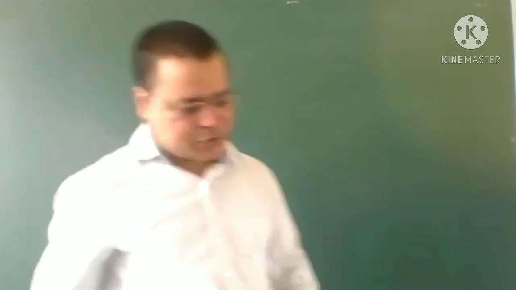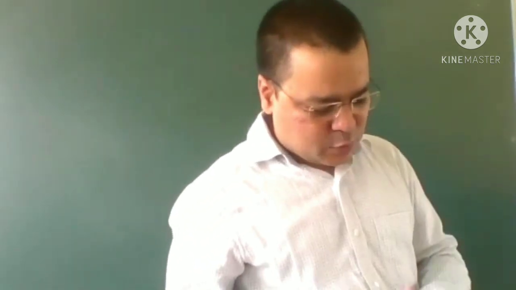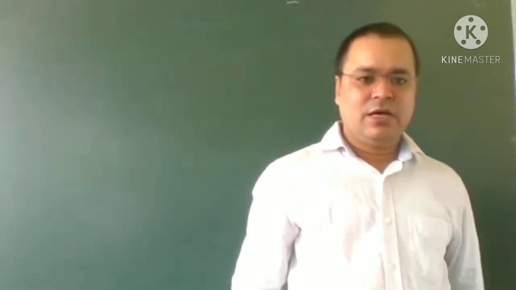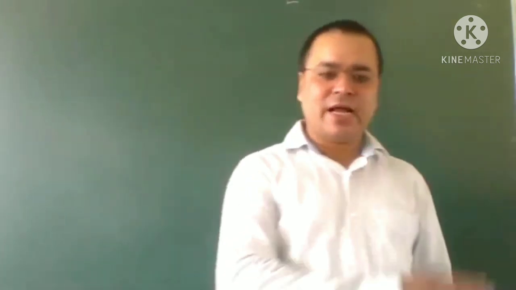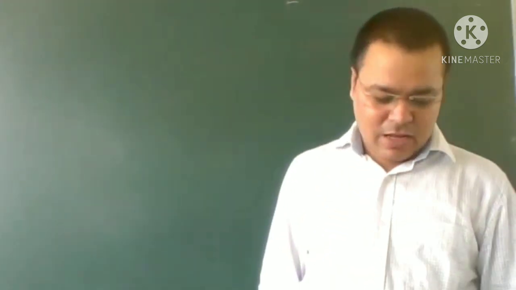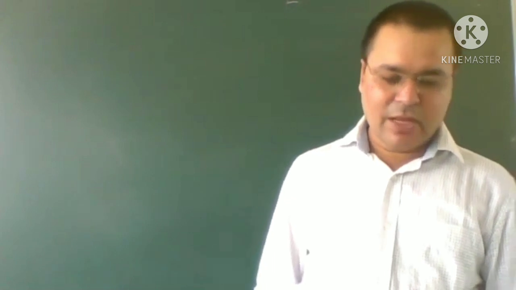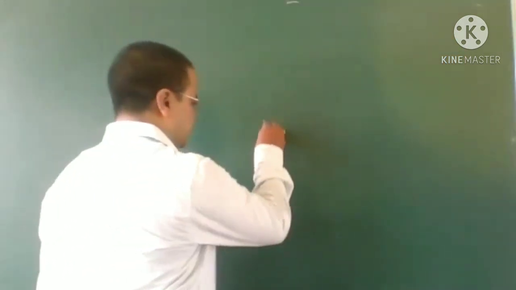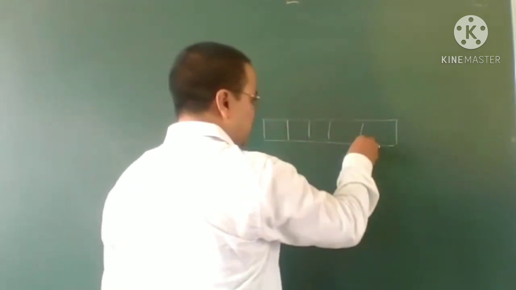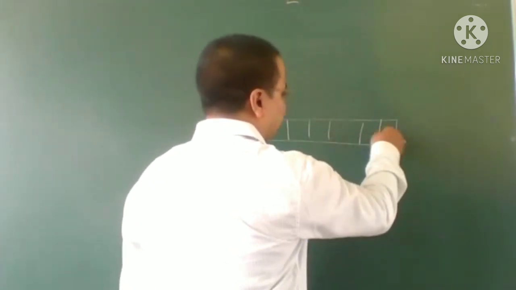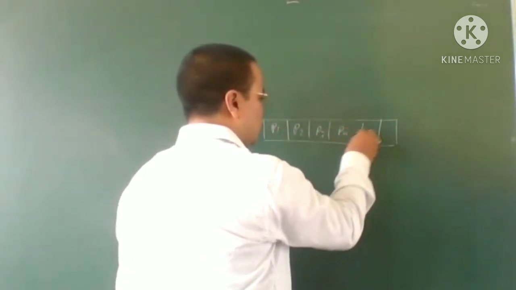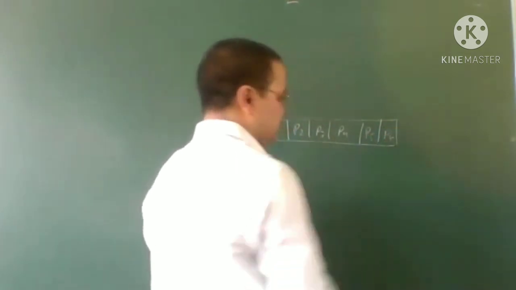The next part of the question is: all letters are used, but the first letter is a vowel. All letters are used means there are six letters. So it means there are six places. Right on the side, there are six places: 1, 2, 3, 4, 5, 6. Place first, place second, place third, place fourth, place fifth, place sixth.